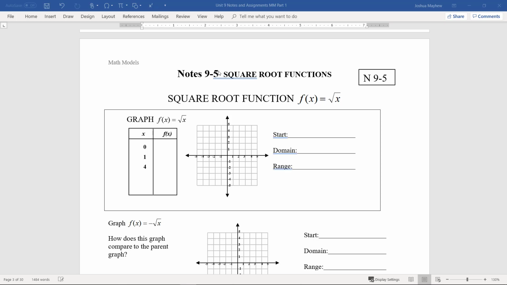The points we're going to use for x are 0, 1, and 4. When x is 0, the square root of 0 is 0. When x is 1, the square root of 1 is 1. When x is 4, the square root of 4 is 2. We can't take the square root of negative numbers, so we're not going to plug in any negative numbers. So let's plot those points: (0, 0), (1, 1), and (4, 2).